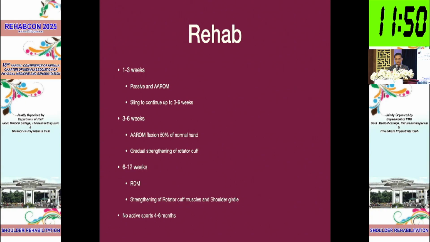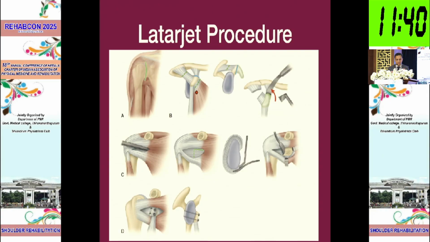At 3 to 6 weeks we start assisted plus active ROM, and at 6 to 12 weeks our aim is to get full range of motion and start strengthening. Then comes the Latarjet procedure. Sorry, I don't have the video.